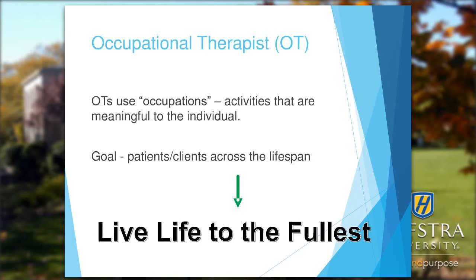So, as I indicated, OTs use occupations, and occupations are those activities that are meaningful to the individual. And our goal is to help an individual live life to the fullest. That's actually the brand that is used. If you go to the American Occupational Therapy Association website, www.aota.org, you'll see this phrase, live life to the fullest. That is the goal of occupational therapy.